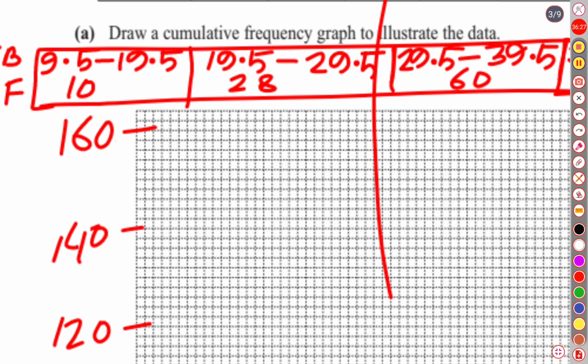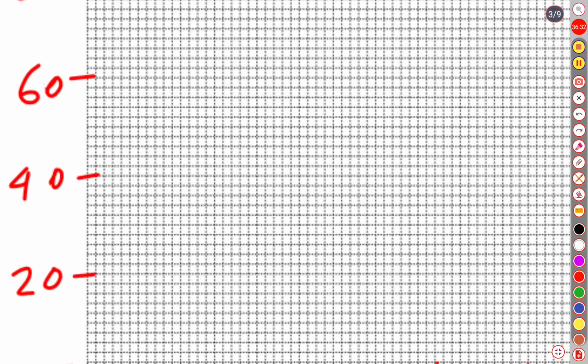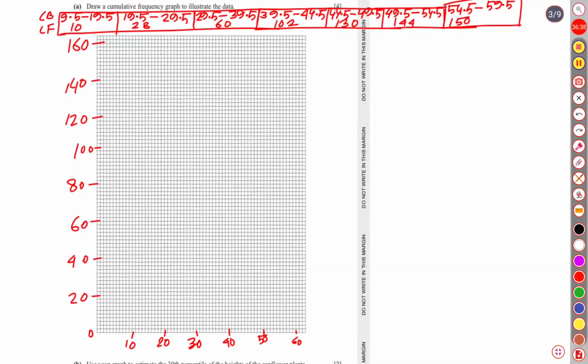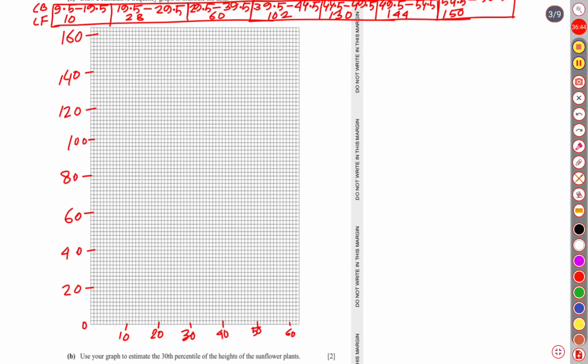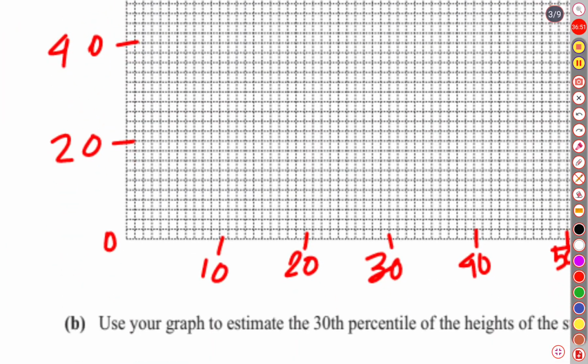Well, now we are going to plot the points. So first one, if we look at our class bound from 9.5 until 19.5, the lowest point is our 9.5. Let us mark 9.5. Here is 9.5. Okay, when it is 9.5 it is 0. Let me use different ink.